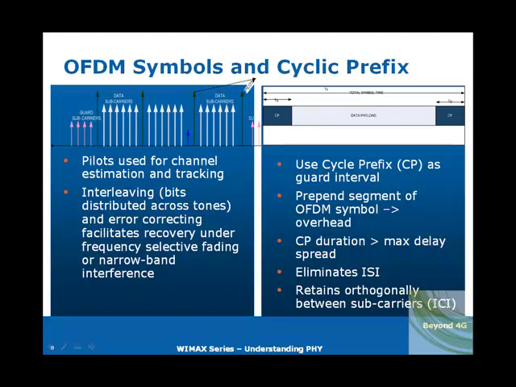retains orthogonality between subcarriers. In OFDMA there are several kinds of subcarriers. Some of them are called pilots. There are DC subcarriers, data subcarriers, and also guard subcarriers. Pilots help in estimating the channel, and are also used for tracking users.